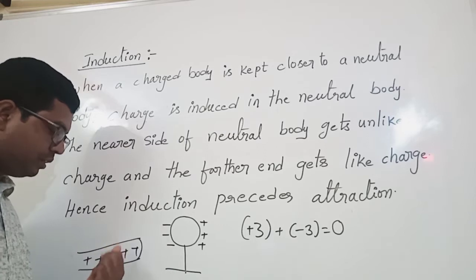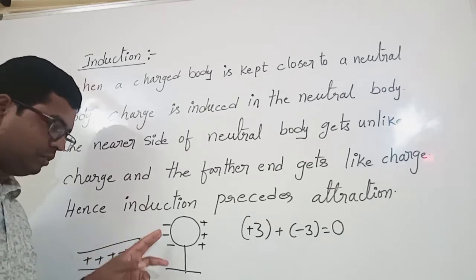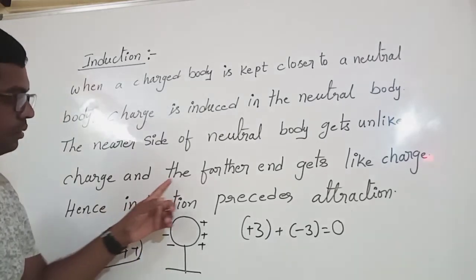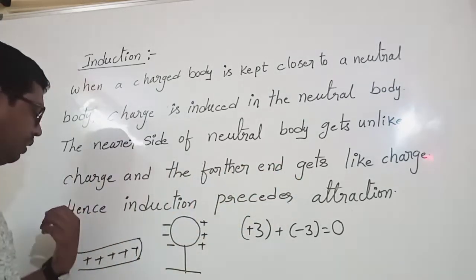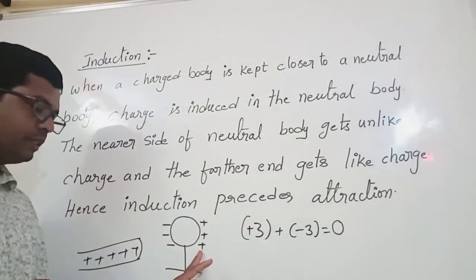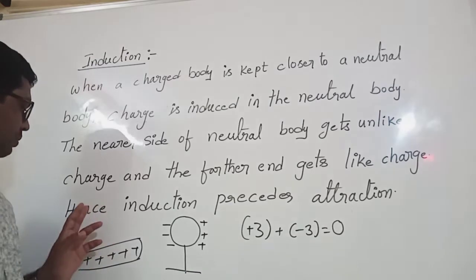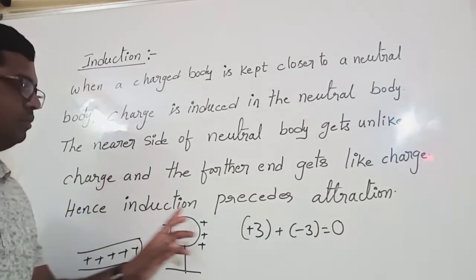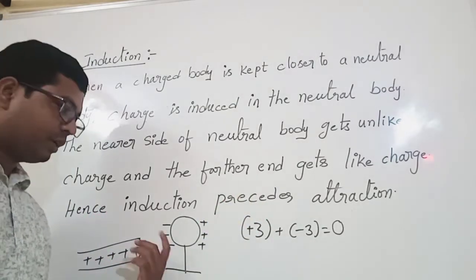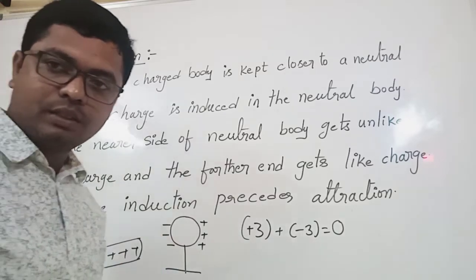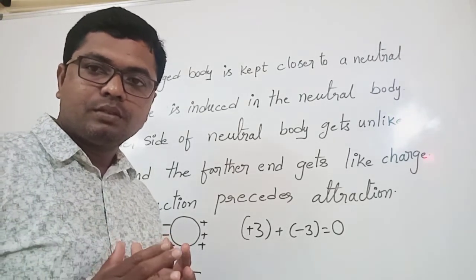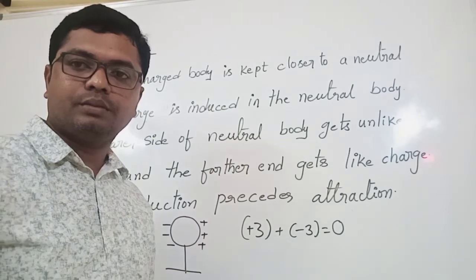The nearer side gets unlike charge, so this is negative, and the farther end gets like charge, so this is positive. Hence, induction precedes attraction. Positive and negative can attract each other. I'll explain in the next one.